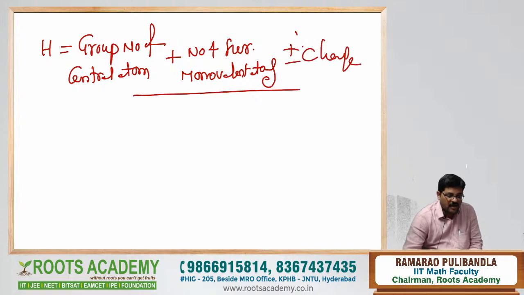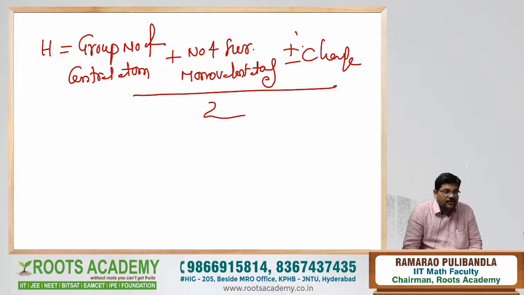This is the shortcut formula given to you. So this is the shortcut formula for what? Hybridization. Repeat the formula once again: group number of the central atom, number of surrounding monovalent atoms. What is the meaning of monovalent? Single bond formation atoms, plus or minus charge, by 2. So this is one of the shortcut formulas, and we go for the examples. Before that, we take a simple example.